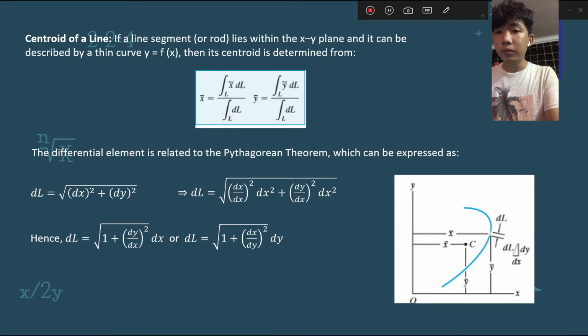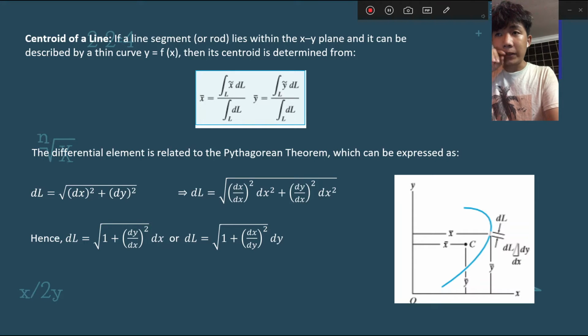So, staying with the concept of centroid, but this time we're talking about the line. The centroid of a line: if a line segment or a rod lies within the xy plane and it can be described by a thin curve with y equal to f of x, then its centroid is determined from the same formula, but it's the definite integral over L, where L is the line segment.